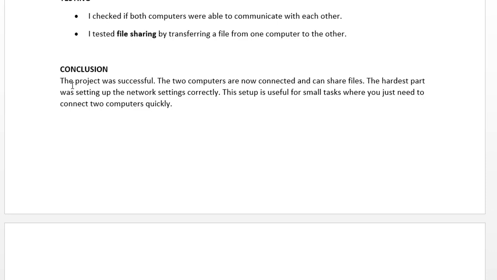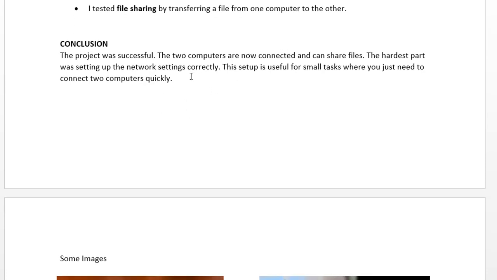So here, the project was successful. The two computers are now connected and can share files. The hardest part was setting up the network settings correctly. This setup is useful for small tasks where you just need to connect two computers quickly, and it's true, because if I have like 100 tasks, you see that 100 tasks for two computers only is too much. In that case, you need a large network that can handle all those tasks. So this is just a small network, in fact, for small tasks.